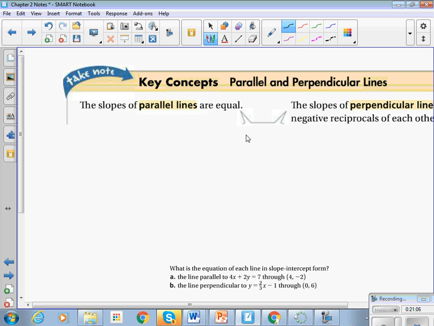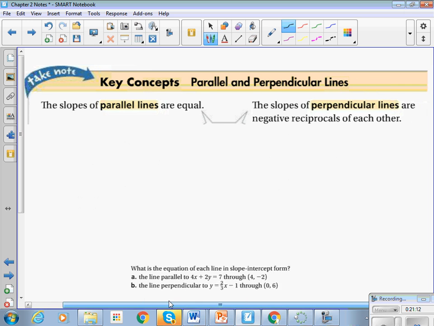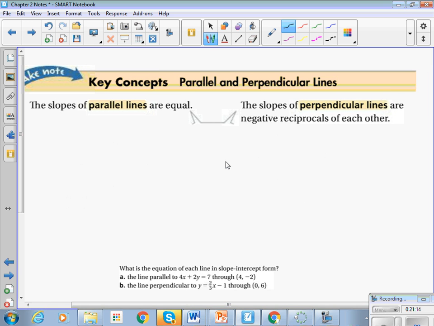All right, new topic, parallel and perpendicular lines. So on your paper, write parallel and perpendicular lines. Also write the slopes of parallel lines are equal. And write the slopes of perpendicular lines are negative reciprocals of each other.